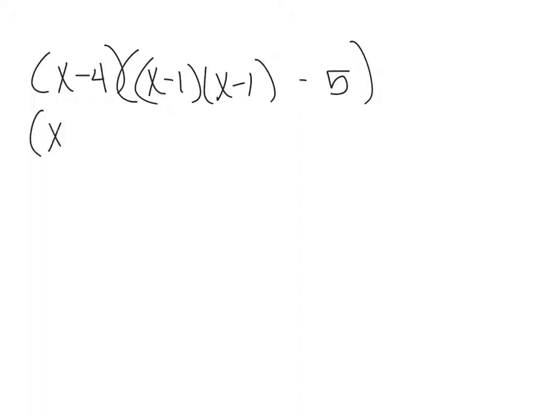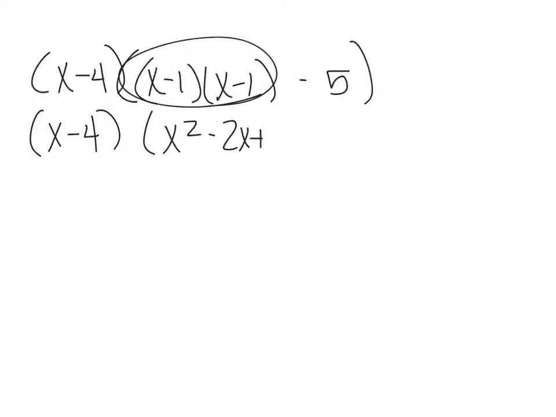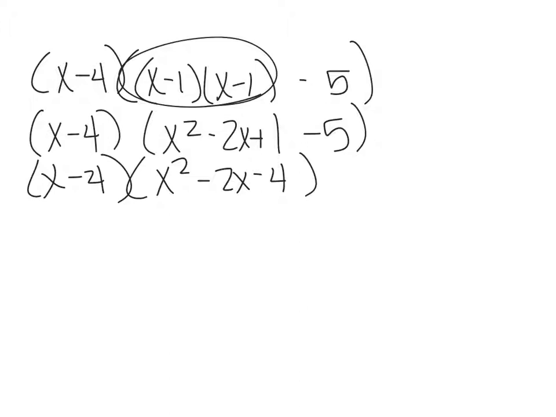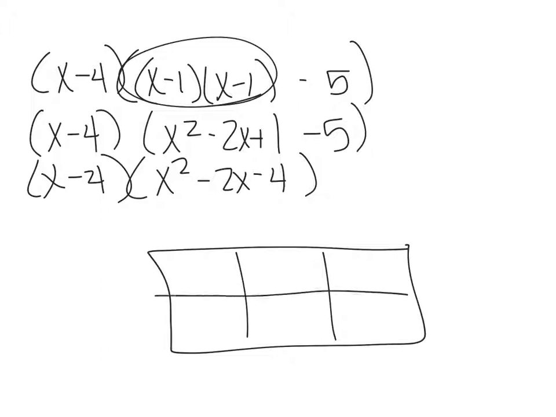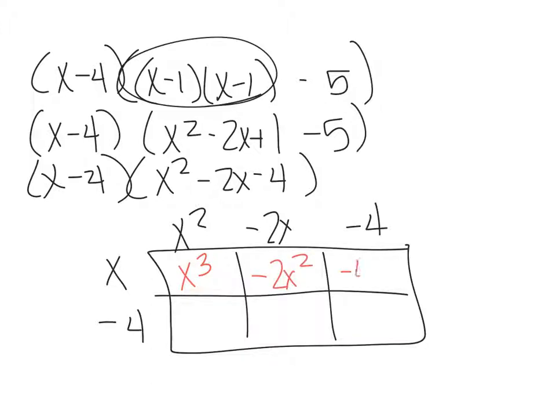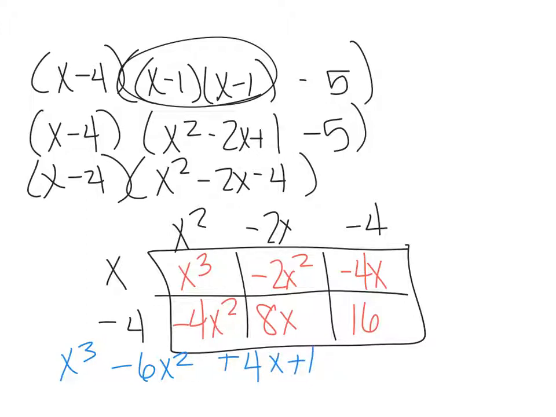So this is where we are right now. Just copy that from the last slide. I'm going to multiply this, FOIL it, x squared minus 2x plus 1, that is plus 1 minus 5. x minus 4 times x squared minus 2x minus 4. Okay, let's multiply those. x minus 4 on the left, x squared minus 2x minus 4. Fill in the squares, multiply row times column. Keep going. And we can write our answer. x cubed minus 6x squared plus 4x plus 16 equals f of x. That f of x can go in the front.